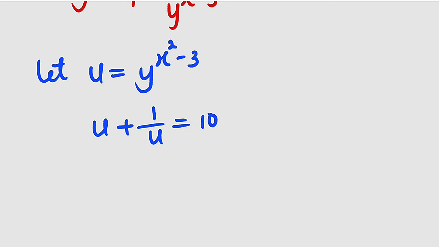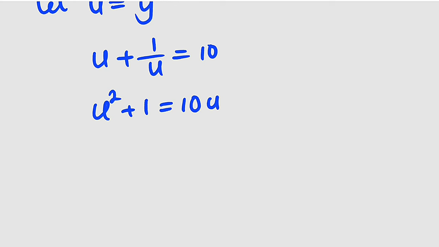Let us multiply every single term by u. U times u is u squared. U times 1 divided by u will give us 1. And this is 10 times u, which is 10u. Let us take 10u to the left. We have u squared. As this crosses over, it becomes negative 10u. Then we have plus 1, and this is equal to 0.